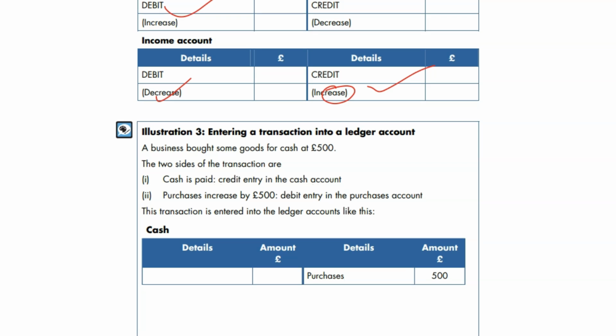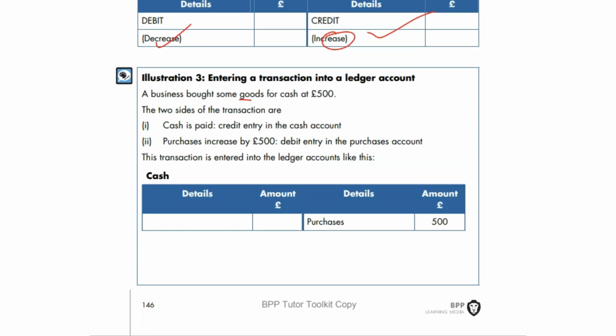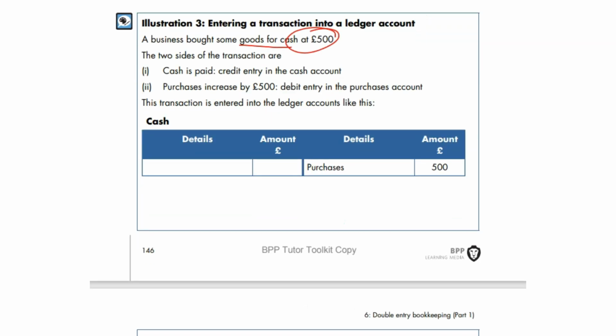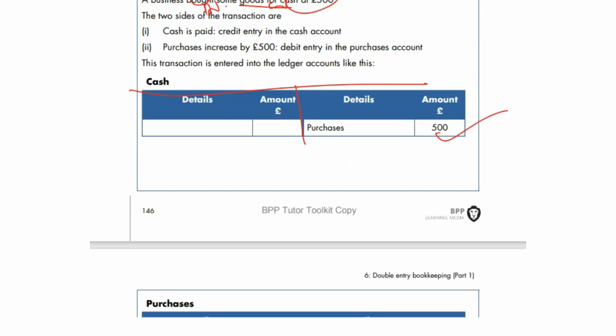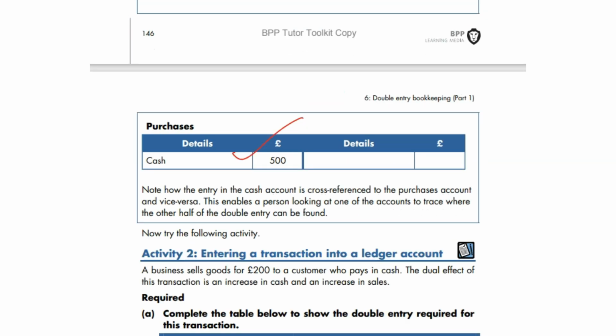Let's go over this illustration. Number 3, a business bought some goods for cash. So what is happening with your purchases? Purchases up and cash down. So purchases debit, bought goods debit, and cash credit. That has been happening here. Cash on the credit side and purchases you write on the debit side. Inside the detail you write the opposite account's name, right?